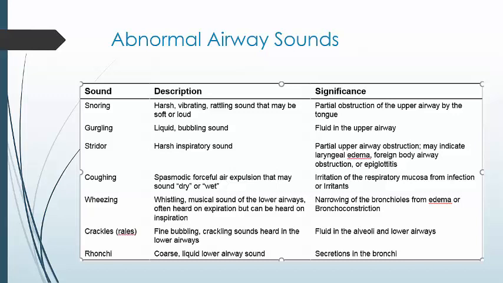But this is fluid in the smaller airways, the lower airways, and the alveoli. Alright, now rhonchi, that coarse liquid airway sound, that's to me like the milk bubbles. You're blowing milk bubbles like with a straw in a cup of milk. It's big and coarse sounding, and these are secretions of the bronchi. Could be pus, could be fluid, could be a whole number of things.